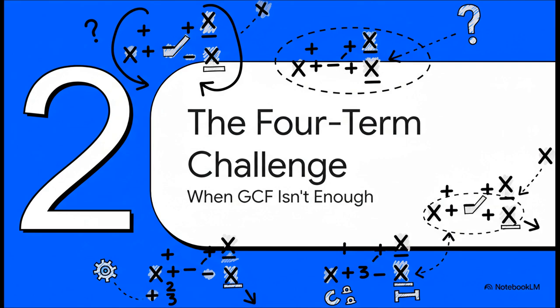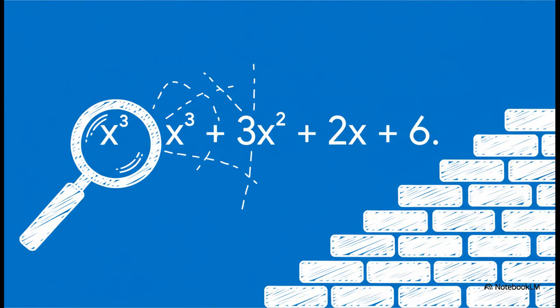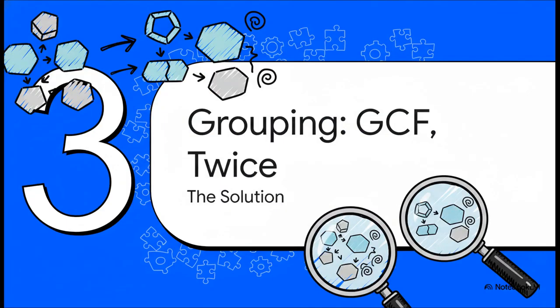Okay, so what happens when a simple GCF pull just doesn't work? What do you do when you run into a polynomial where there isn't a single GCF for all the terms? Well, this brings us to a new kind of problem, and it requires a brand new strategy. Take a look at this four-term polynomial. Is there a single number or variable that we can divide out of every single one of those terms? Nope. Our basic GCF method just won't work here. So we need a new technique.